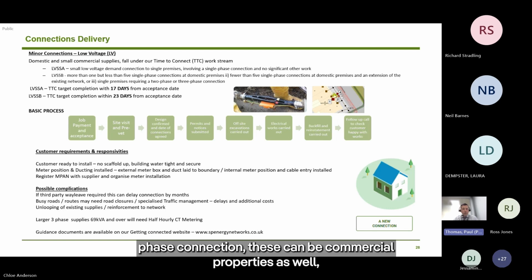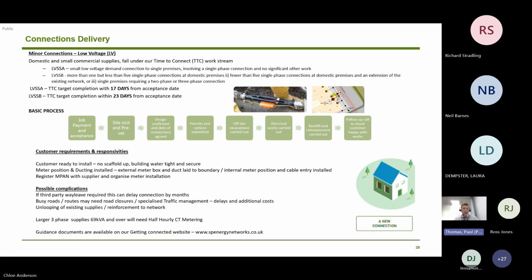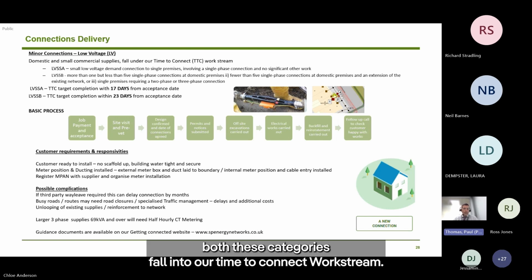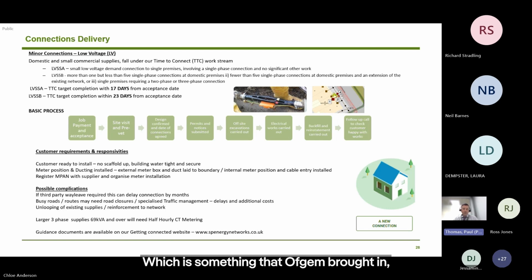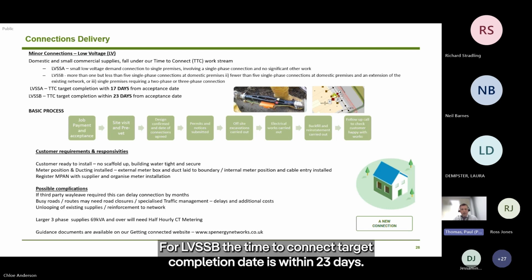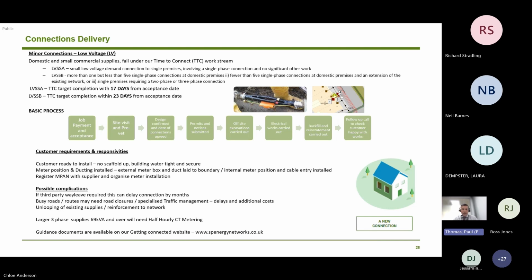So these can be commercial properties as well, and can also include some extension to the existing network. They're pretty much our bread and butter projects, which we do the most of. Both these categories fall into our time to connect work stream. This is something that Ofgem brought in probably last March, where we're meant to work with the other DNOs to get projects completed within a given timescale. For LVSSA, the time to connect target is 17 days from acceptance, and for LVSSB, the target completion date is within 23 days.